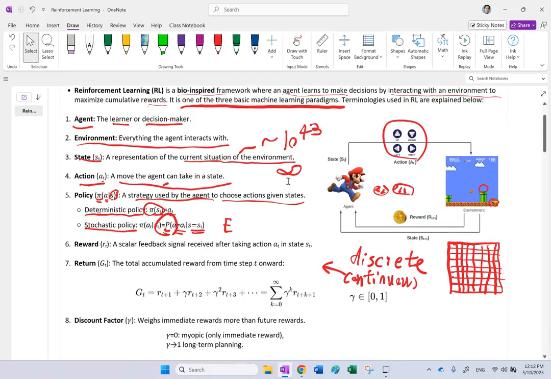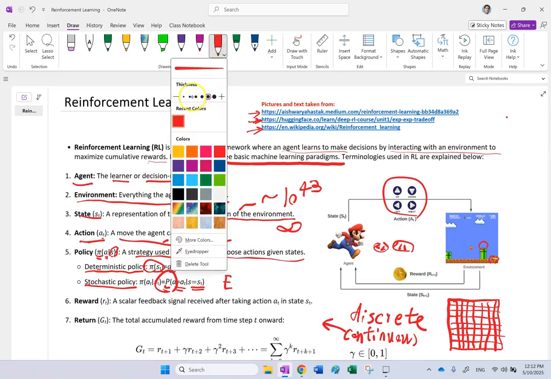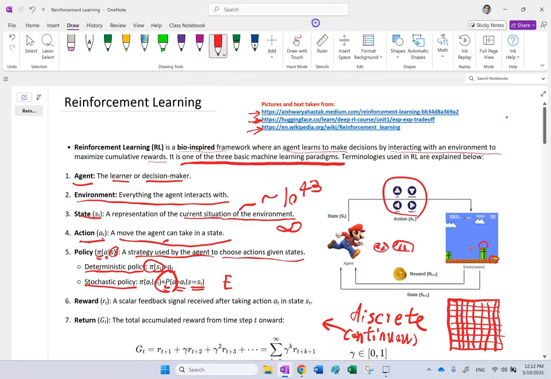Okay, what about the reward? Reward is the essence of training. Of course, if you don't have a reward, you might say, what about punishment? How would you reinforce punishment?